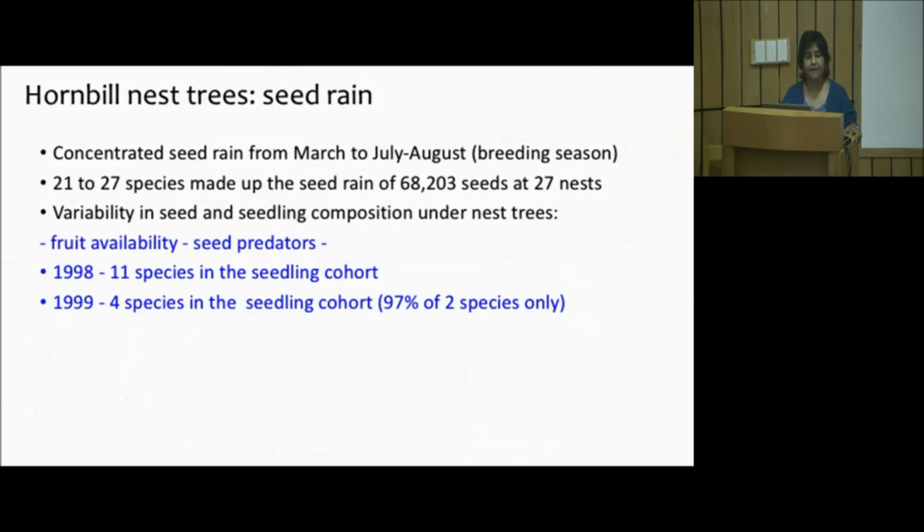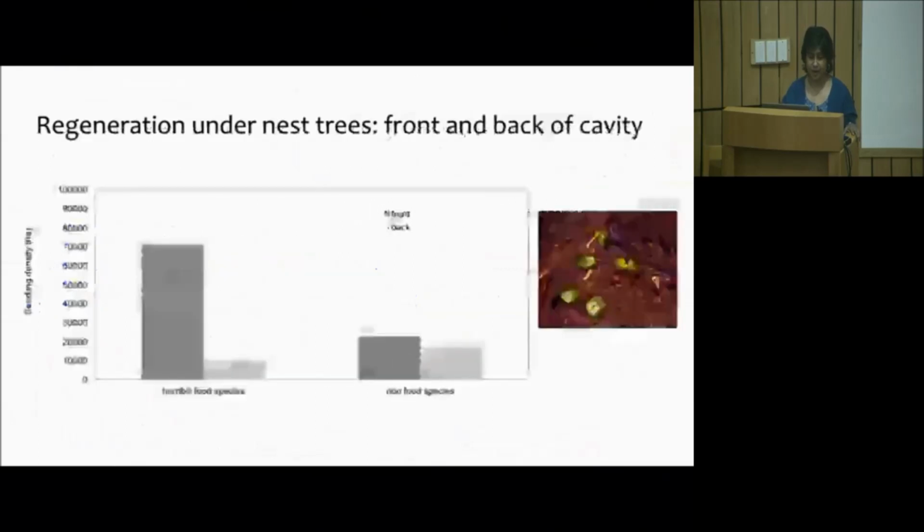So there's concentrated seed rain. During the 4 years that I studied the breeding biology in the early 90s, I found that up to 27 species make up the seed rain at nests, which is massive. Even though 27 species were under the nest trees, the seedlings that ultimately came up belong to a much smaller set of species. This is because of differential survival of these seedlings, which is due to a number of factors, including seed removal and seed predation, which I will not speak about now.